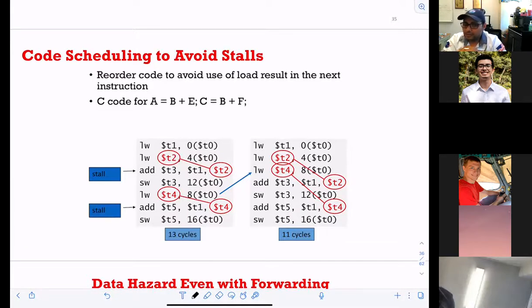So in the code in front of us, on the left side, it's very clear that there is a hazard happening. And the solution for me is to reschedule.